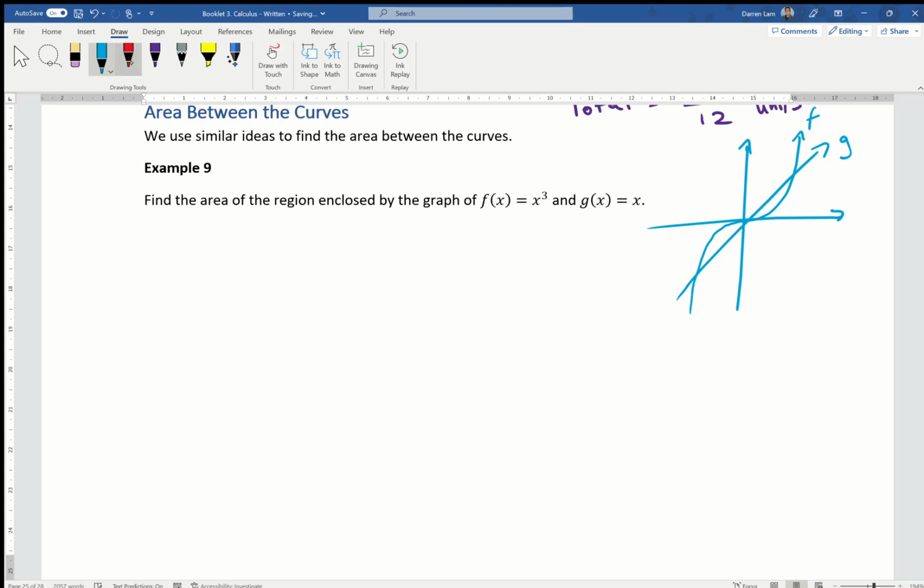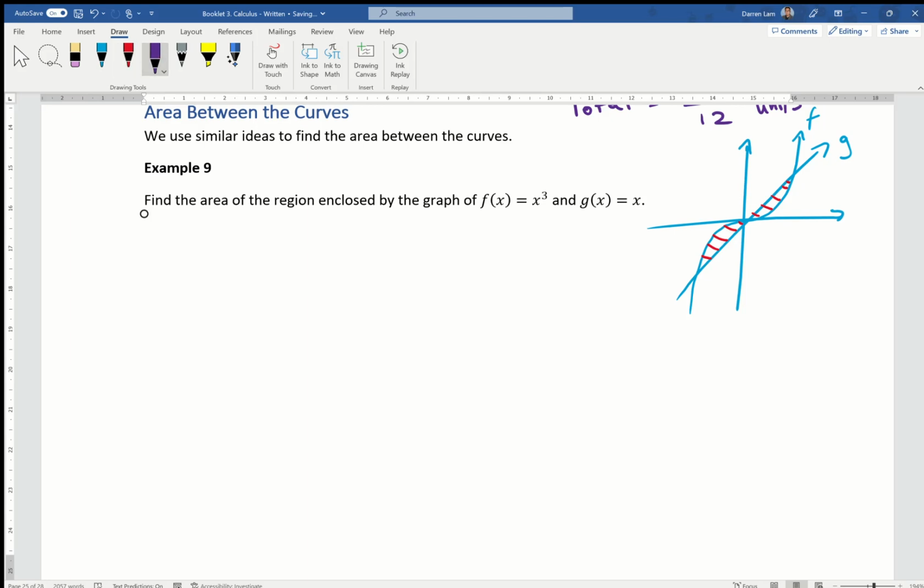Okay. I've got f, I've got g, and the area enclosed by those 2 functions is only this area here. And if you think about it, it doesn't matter how far you extend it, the rest of the graph is not going to be enclosed. So that's it. That's the only area we're focusing on.